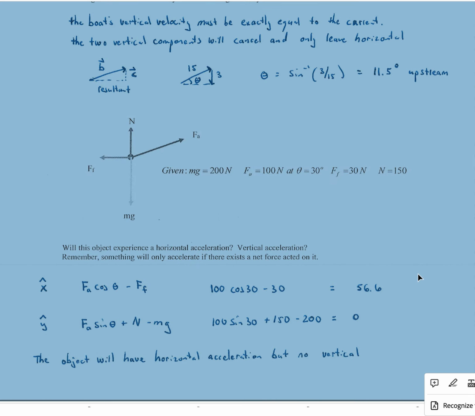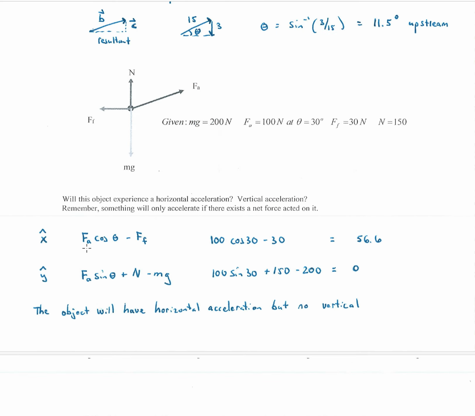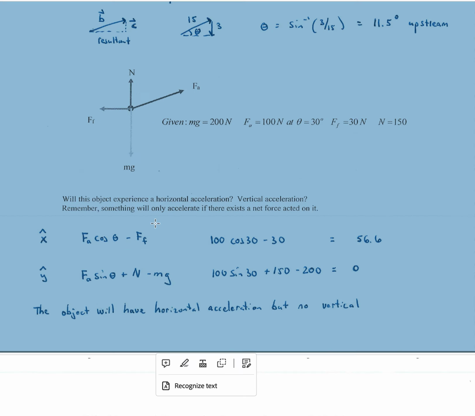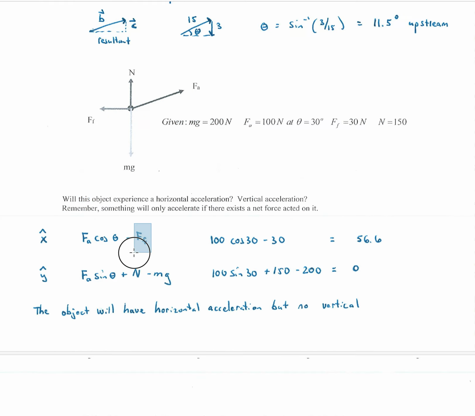And so let's look at it from a horizontal point of view. So FA cosine theta, that right there is the horizontal component of you pulling. And the only other force that's horizontal is friction. So hopefully it makes sense that if the horizontal component of your applied force is bigger than friction, you're going to accelerate to the right. And it turns out that that is 56. So yes, you will accelerate to the right. How fast? Well, it would depend on the mass, but we do know you will go that way.